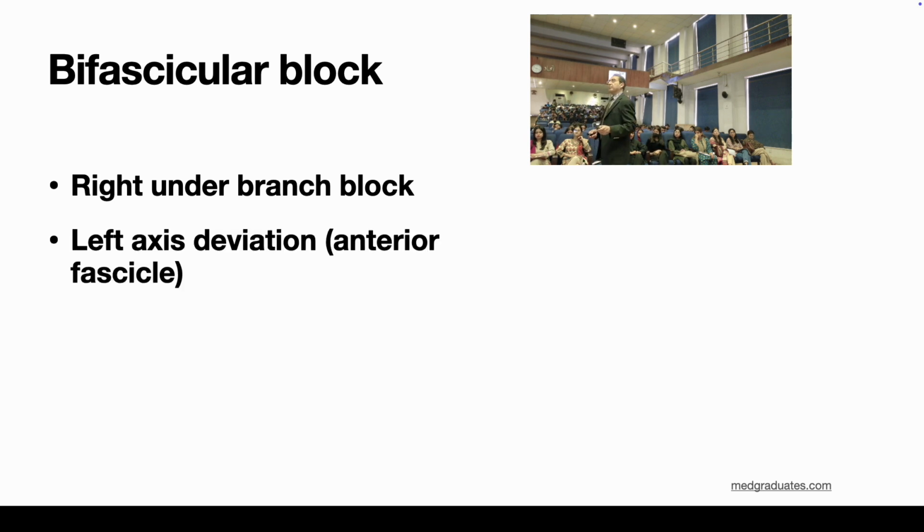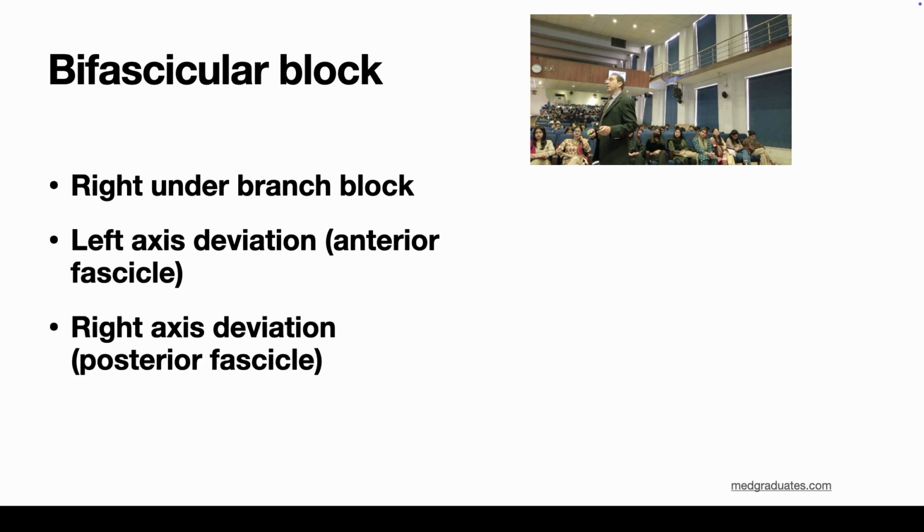So you can have right bundle branch block with left axis deviation in anterior fascicle block and right axis deviation in posterior fascicle block. If you have right bundle branch block and there is left axis shift, this is left anterior hemiblock with right bundle branch block. And if there is posterior block, this is right axis deviation. So you remember this. I think you feel a little confused. Yeah, we'll repeat it again.